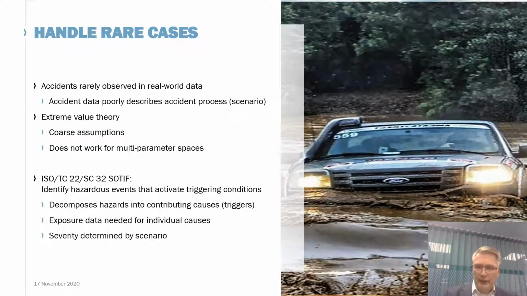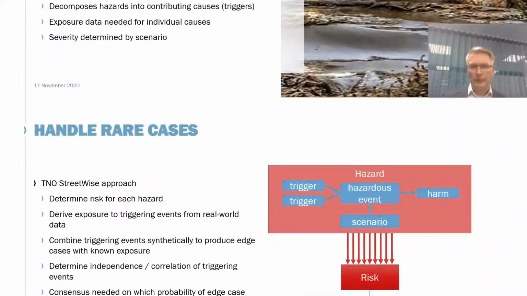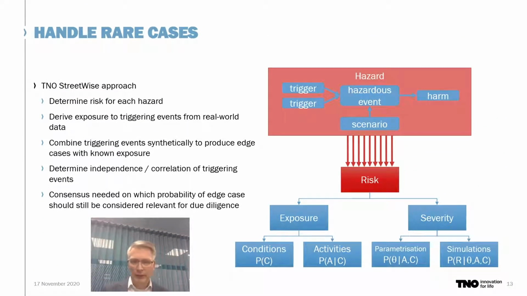Let's look more at the causality of what is happening and decompose hazards into their contributing causes, the triggers. For each of these triggers, you may have data and you may be able to define the exposure. And then if you have this hazard in a scenario, you can determine the severity. So here we show how that is combined with the TNO StreetWise approach. For each of the triggers that may lead to a hazardous event in the SOTIF approach, you can define the risk if you combine it with a scenario.